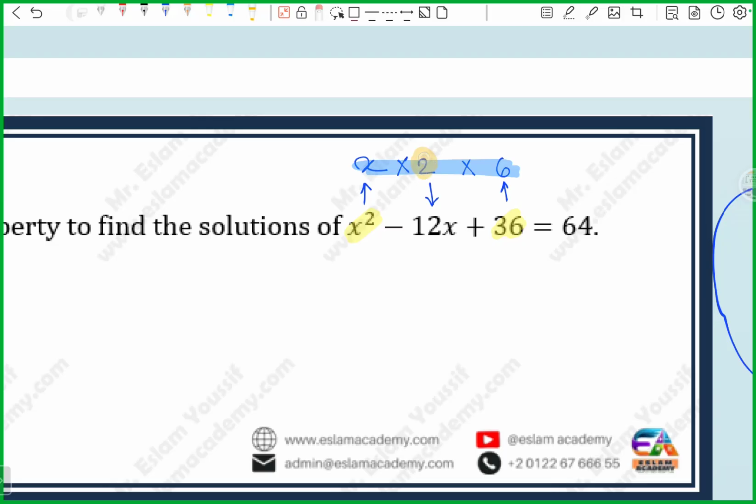Can you use any different number? No, only 2. If you multiply them by 2 and that's equal to the middle term, this expression is a perfect square. Can you use another way? Yes. Can you use your calculator, please?